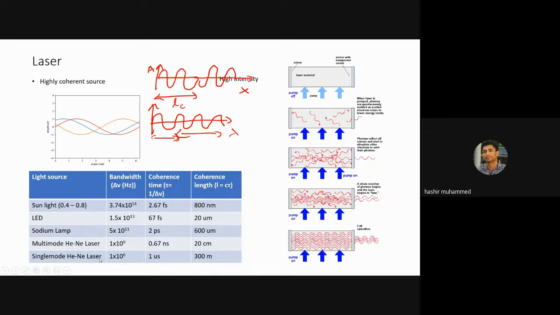If you're using a single mode helium neon laser, it has a coherence length of 300 meters. So if you have a Michelson interferometer, those of you who know it, you can have two mirrors. The difference can be 300 meters, and still you will get a fringe pattern. But even if you don't know the Michelson interferometer, don't worry about that. You don't have to know it. But this is the scenario. Your laser is a highly coherent source in that sense.